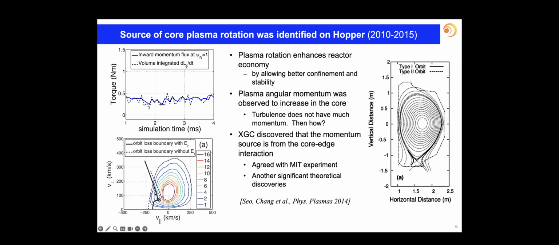So the black line is where the loss cone is, outside here. And this is actually the turbulence effect. We found that if we calculate the torque from this loss and then the angular momentum change, they are equal and opposite in sign. So we have proven that the momentum is actually coming from the outside. Whatever bigger rotation we can give at the outside, we'll have a bigger rotation in the core. And MIT actually found this out experimentally.